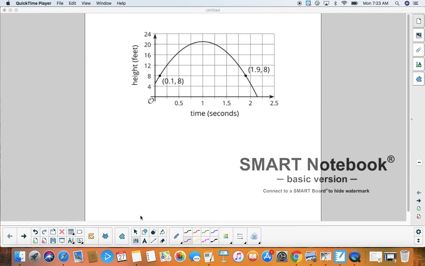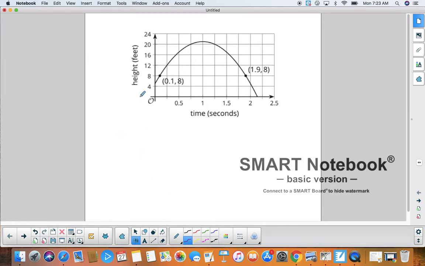I just wanted to do a quick recap of what we had been looking at prior to going on break. So the graph above here represents a softball that has been thrown with an initial velocity of 32 feet per second and from a height of 5 feet above the ground. So the equation for this function, and I'm going to call it function f, so the function f dependent on time is going to be the equation negative 16t squared plus 32t plus 5.